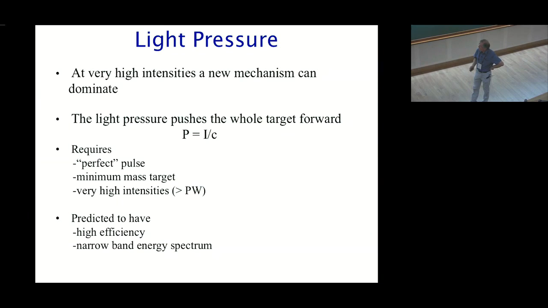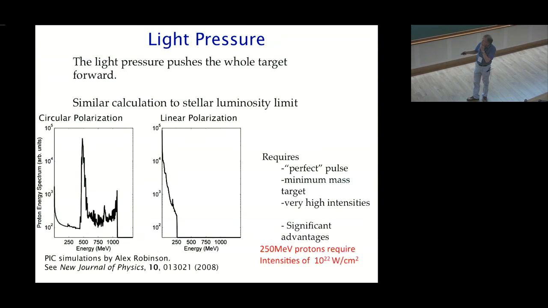This is predicted to have a high efficiency and also a narrow band of energy being produced. And these are some simulations that Alec Robinson has done. With a circularly polarized beam, you're getting a fairly interesting beam up to about 500 MeV here. Of course, remember, this is simulations, and with a linear polarization, you're not getting that. There are interesting differences between these two, and that's all wrapped up in the physics of what's going on with the different structures, circular or linear polarized, whether you get a J cross B oscillatory structure that's forcing the surface back and forth. It's predicted that we could probably get to about 250 MeV, but we need intensities of about 10^22 watts per square centimeter, and that's now up at the multi-petawatt, maybe 10 petawatt class laser systems.